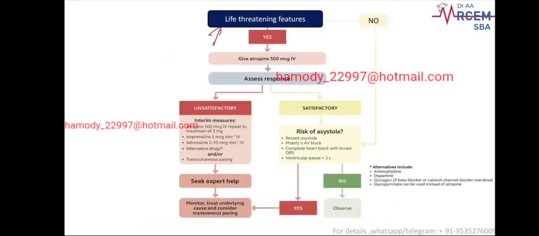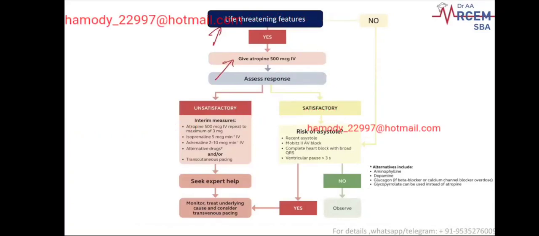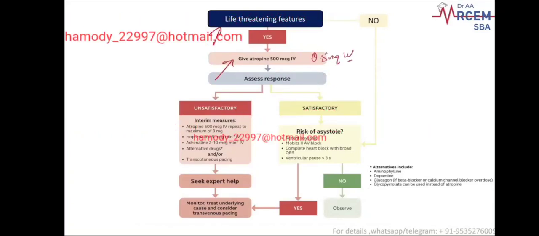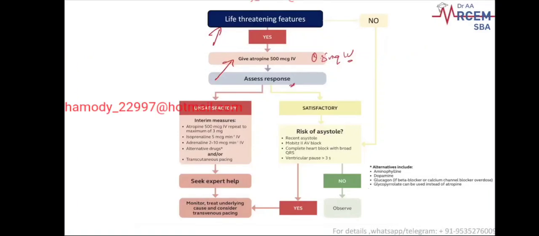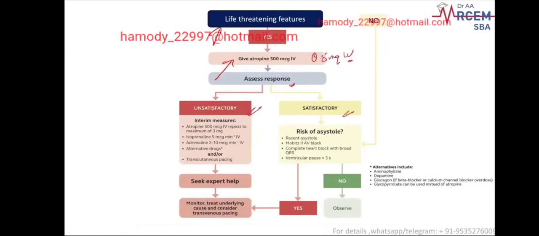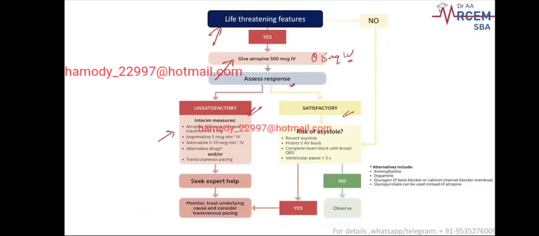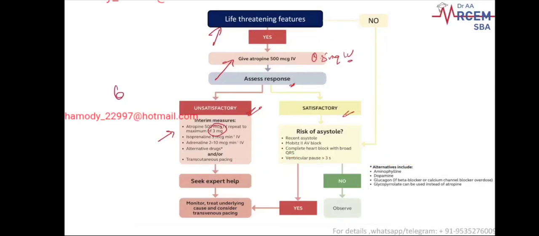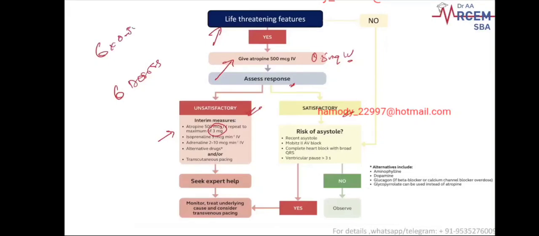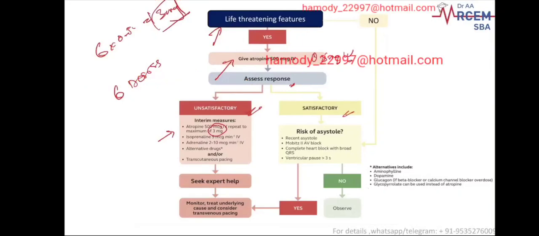If there is a life-threatening feature, then we immediately give a dose of atropine. That is 0.5 mg IV. We give the dose of atropine and look out for the response. Is the response satisfactory or unsatisfactory? If it is unsatisfactory, then we repeat multiple doses of atropine to a max of 3 mg. So a total of 6 doses of atropine can be given. So 6 into 0.5 mg that you are giving comes to 3 mg. This is the maximum dose you can give.